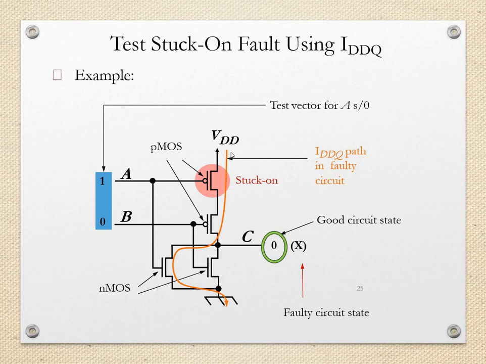But now because of the fault, there is a direct connection from VDD, first MOSFET, second MOSFET and N MOSFET. And the output will be high impedance. And this is the current which will be flowing over here, that is called the IDDQ. So for the faulty circuit, output will be high impedance.